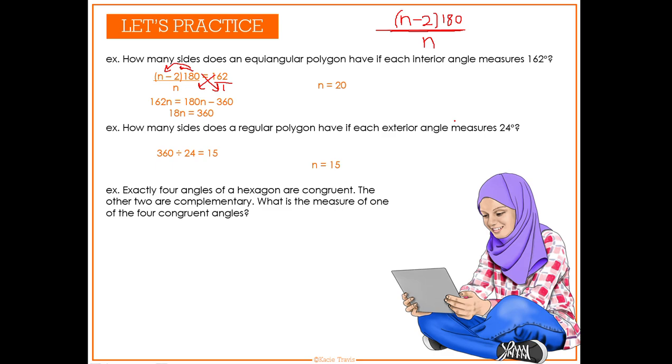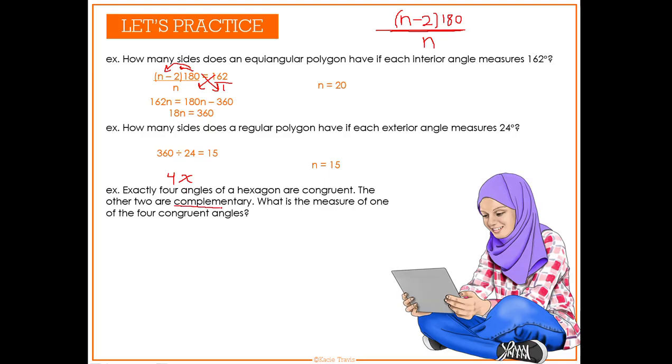Now, this last one here is an algebra problem that you might not have been able to think about the first time, but let's explain it. It says exactly 4 angles in a hexagon are congruent. The other 2 are complementary. What is the measure of one of the 4 congruent angles? Did they tell us how big any of these were? No, but they told us that 4 of these are the same. So 4 of these, do we know what the same is? No, but we can say that they're the same letter, like x.